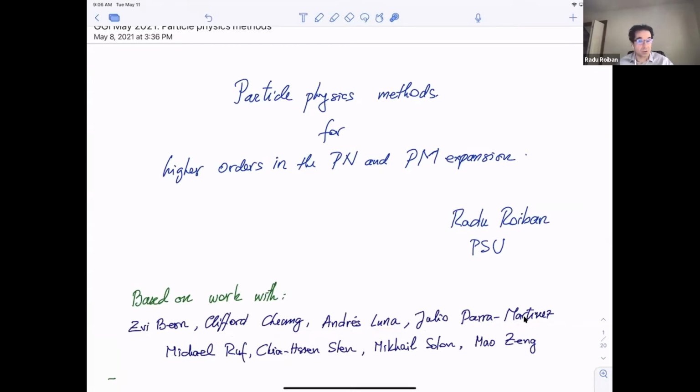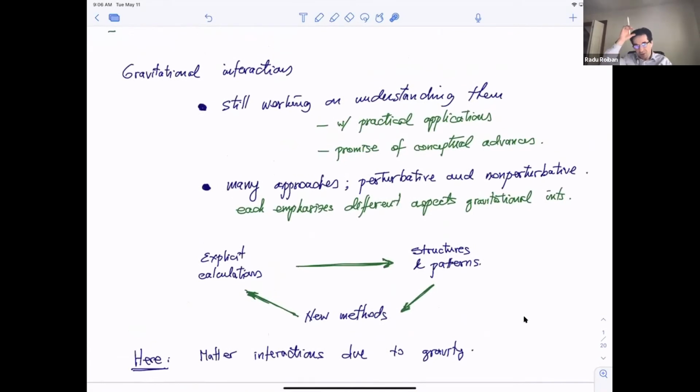Of course, I will not be talking about all the methods. Some of them will be covered extensively in Mao's talk tomorrow. Gravitational interactions, despite their long history, are still not terribly well understood, and we are still working on understanding them. There are many approaches to the problem of understanding these interactions. Some are field theory based, some string theory based, some worldline based, twistors, numerics, you name it, it probably has something to say about gravity. But each of these methods emphasizes and exposes different aspects of gravitational interactions.